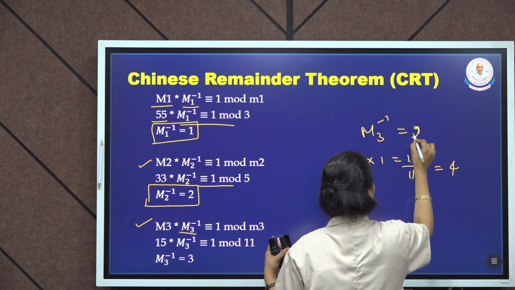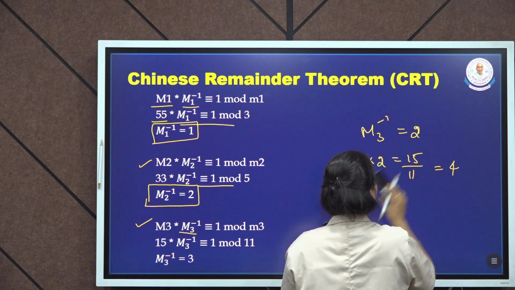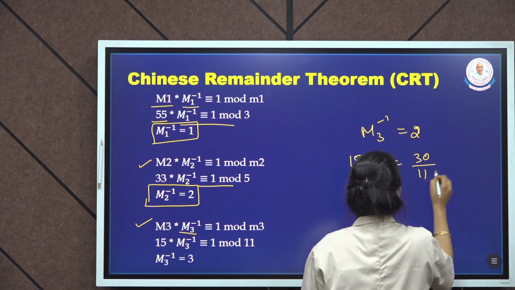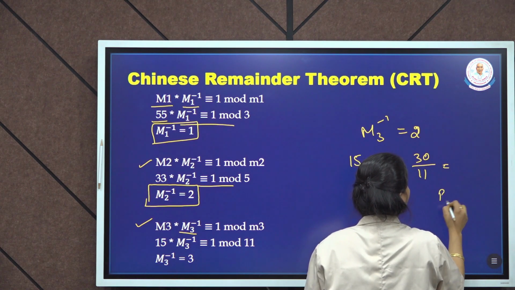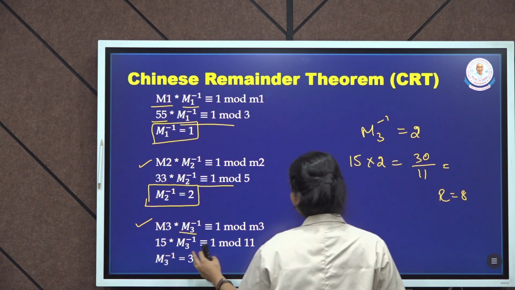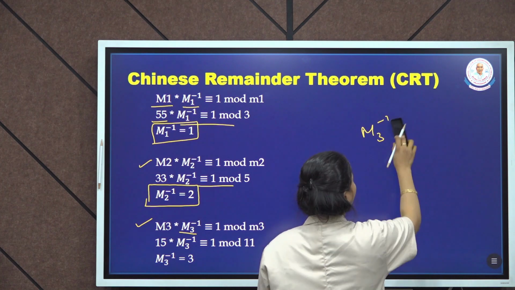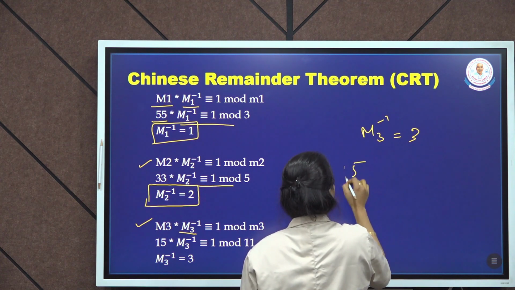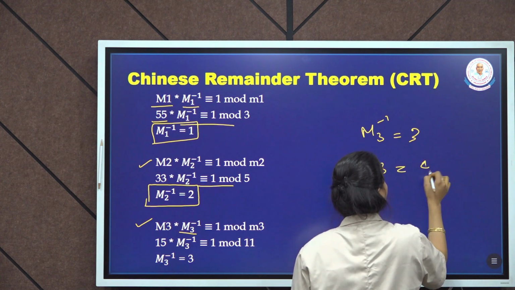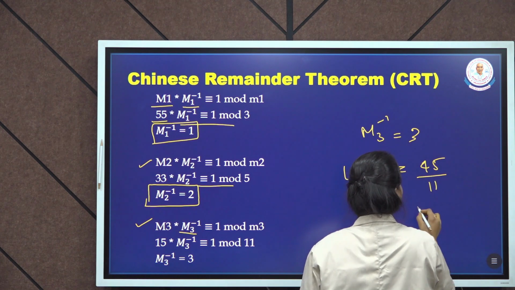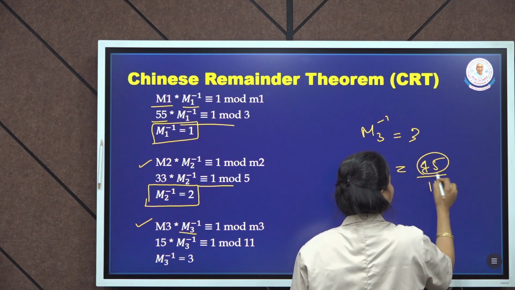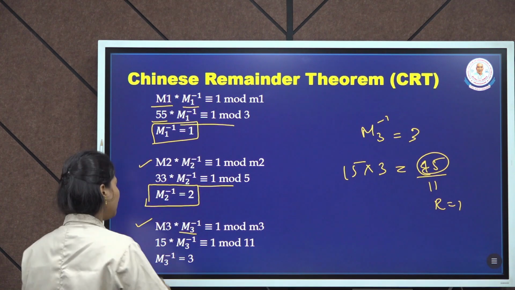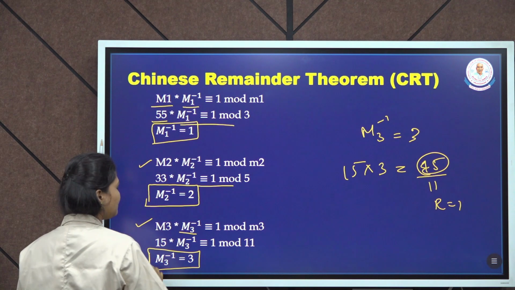Then I can change the value from 1 to 2. So 15 2s are 30 divided by 11. Now I get the remainder value of 8. So here also the condition is false. Then now I change the value from 2 to 3. So 15 into 3 is equal to 45 divided by 11. So when we divide the 45 by 11, we will get the remainder as 1. So the condition gets satisfied. Then the M3 inverse value is 3.